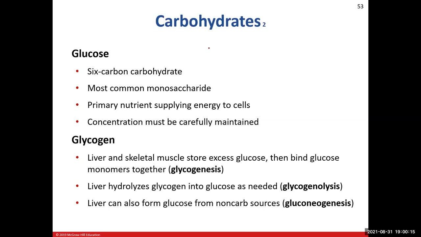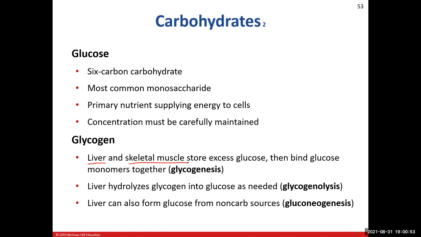So when you've had a meal and you've restored all the energy to all your cells, and you have a lot of extra leftover glucose, your body's going to say, hey, I'm going to save this glucose that's in my blood right now for a rainy day. So it's going to store it. And there's only two organs that can store glucose: the liver and skeletal muscle. Test question right there. Liver, skeletal muscle.